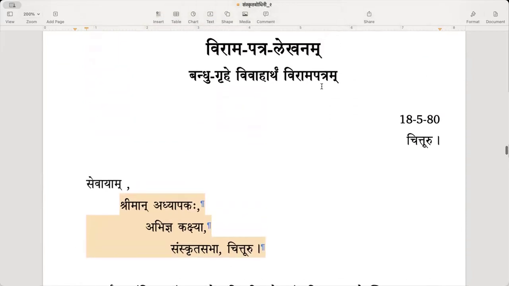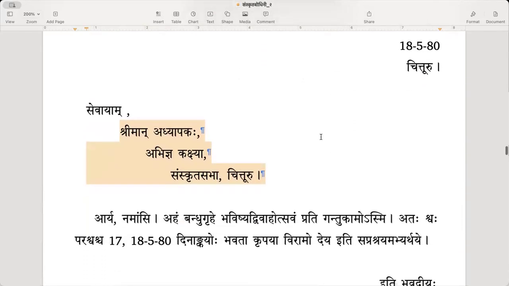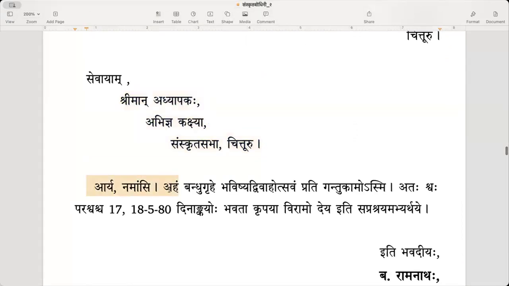So if it is a leave letter that you are going to hand over to the teacher, because you're not going to be there for the next 3 days, this is enough. Arya namamsi. First, namaskaraha. Aham bandhu grihe bhavishyad vivaha utsavam prati gantu kamaha asmi. I wish to go. Gantu kamaha asmi. Gantum kamaha, yasya saha gantu kamaha. So it is an adjective to aham. I am a person who has the desire to go.